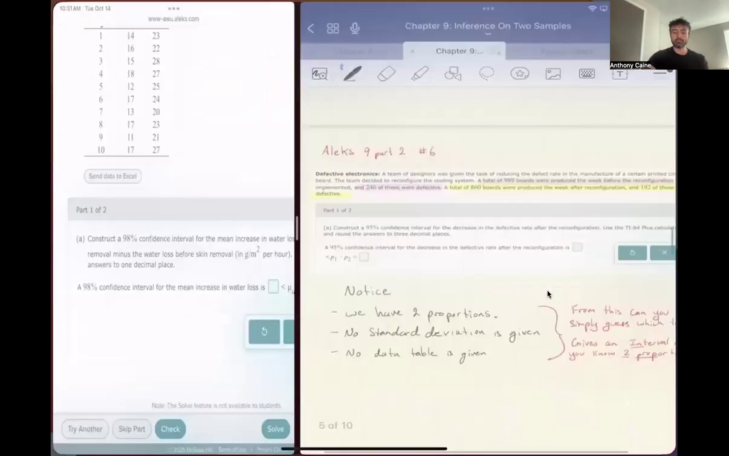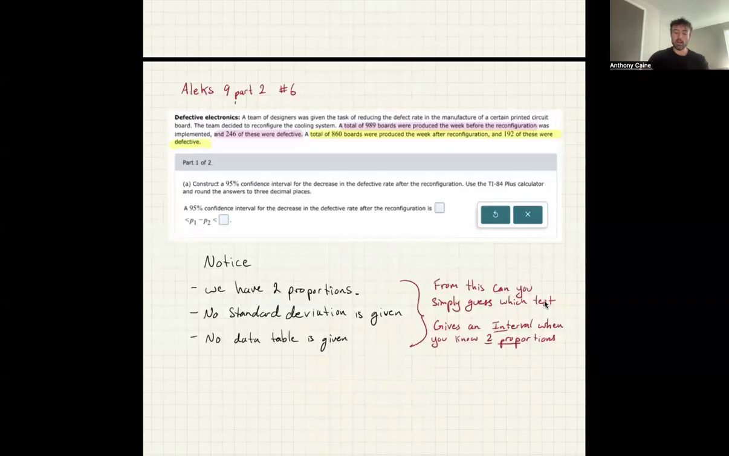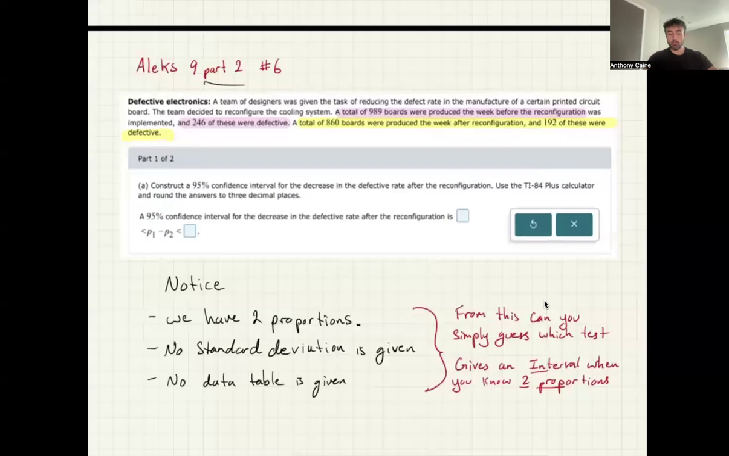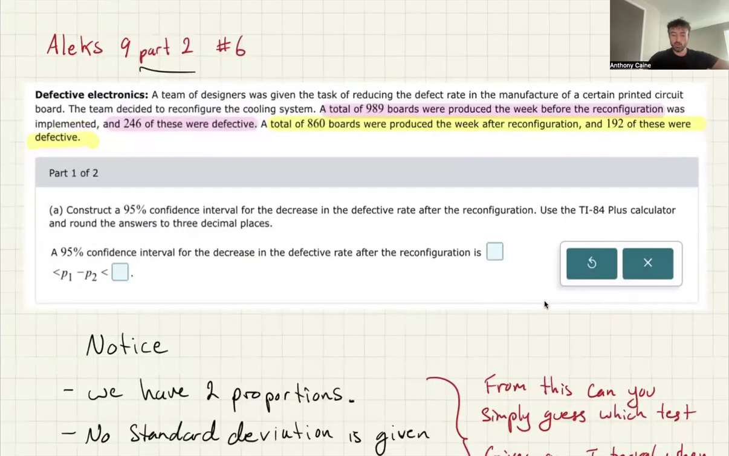Let's look at the next kind of thing. We're finally on to the ALEKS part 2, chapter 9, part 2, and this is where we start to look at difference in proportions. Let me zoom in a bit. A team of designers were given a task of reducing the defect rates in the manufacture of certain printed circuit boards. The team decided to reconfigure the cooling system. A total of this many boards were produced, reconfigured, and this many were defective.